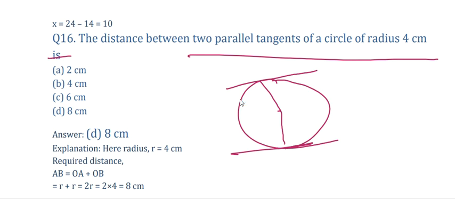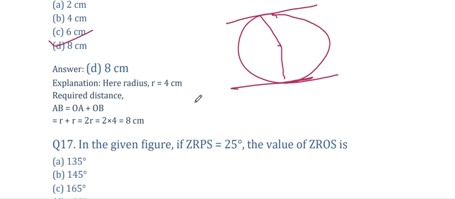So let's see the answer. 2 centimeter, 4 centimeter, 6 centimeter, 8 centimeter. So we go with D here. R equals 4 centimeter, required distance AB equals OA plus OB, so R plus R, that is 2R, which is 8 centimeter.